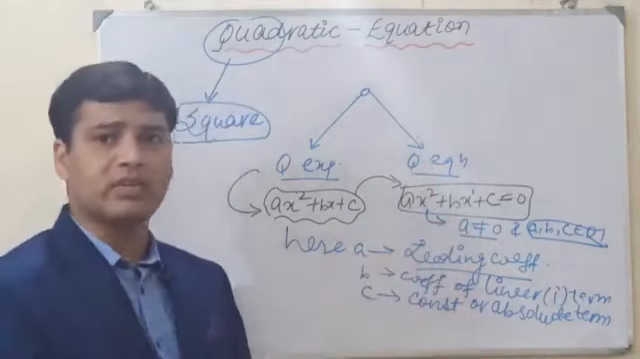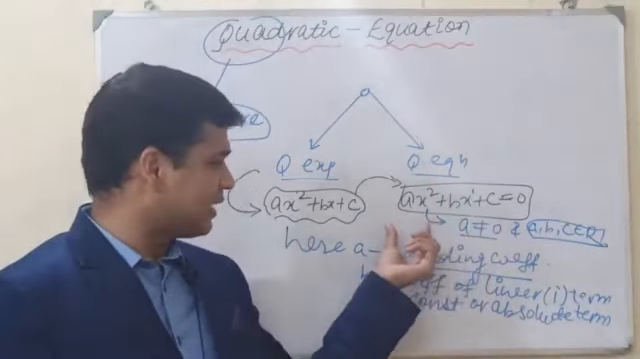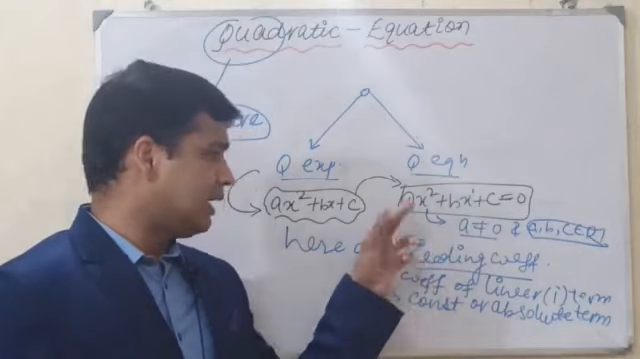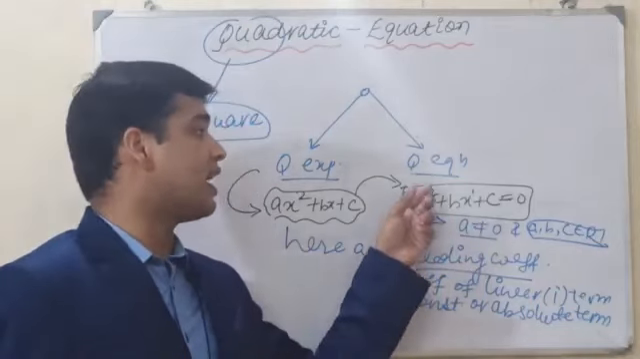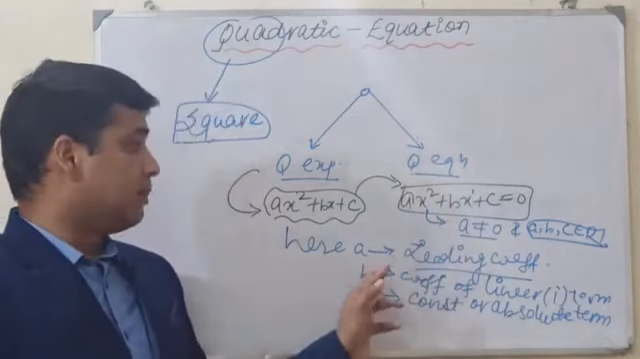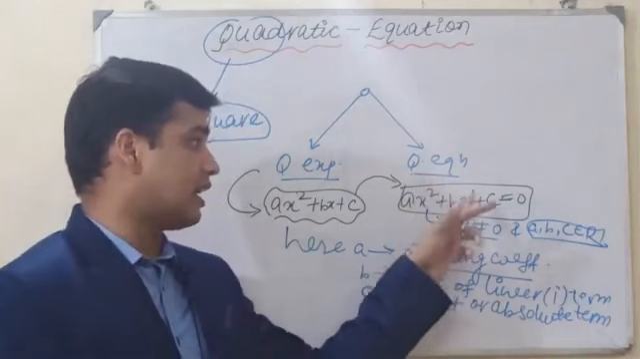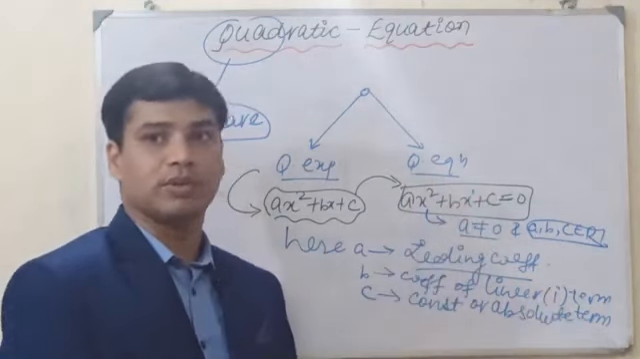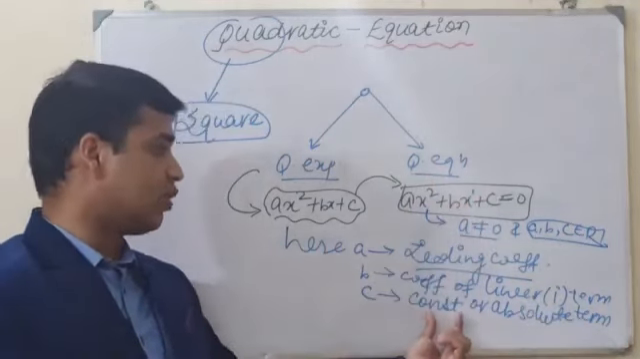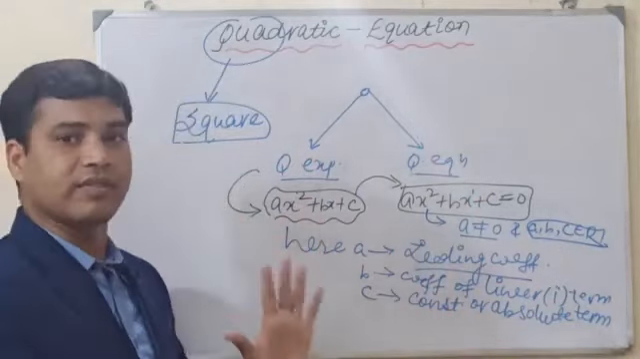Here a is called the leading coefficient. Why? It's very simple, because it is the coefficient of the highest power of x. b is called the coefficient of the linear term. Linear means x raised to the power 1, so 1 degree term. And c is called constant, or you can say absolute term. So that's all about quadratic equation.